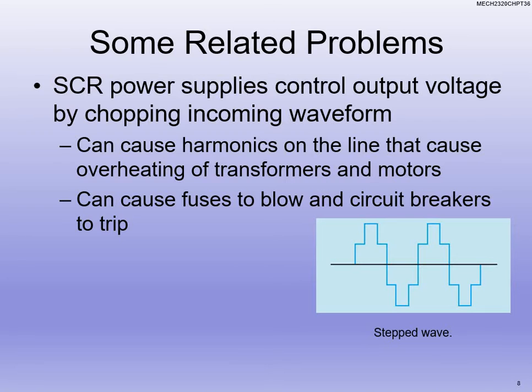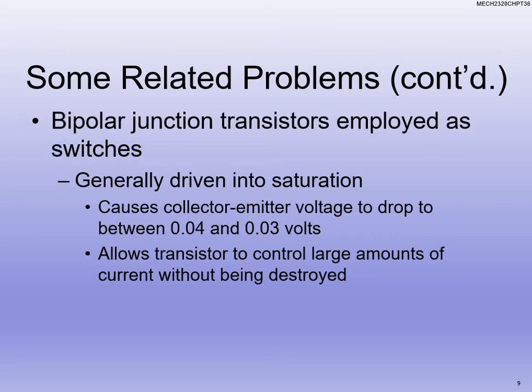Okay, so related problems with this: when we use the SCR power controls, what happens is how those control the voltage. Remember, they chop that incoming waveform. Well, when they do that, we cause harmonics on the line. Okay, so other types of waveforms or other things that run interference can cause overheating of transformers and motors. It can cause fuses to blow and things like that. One major downfall is they actually can saturate the bipolar junction transistors.